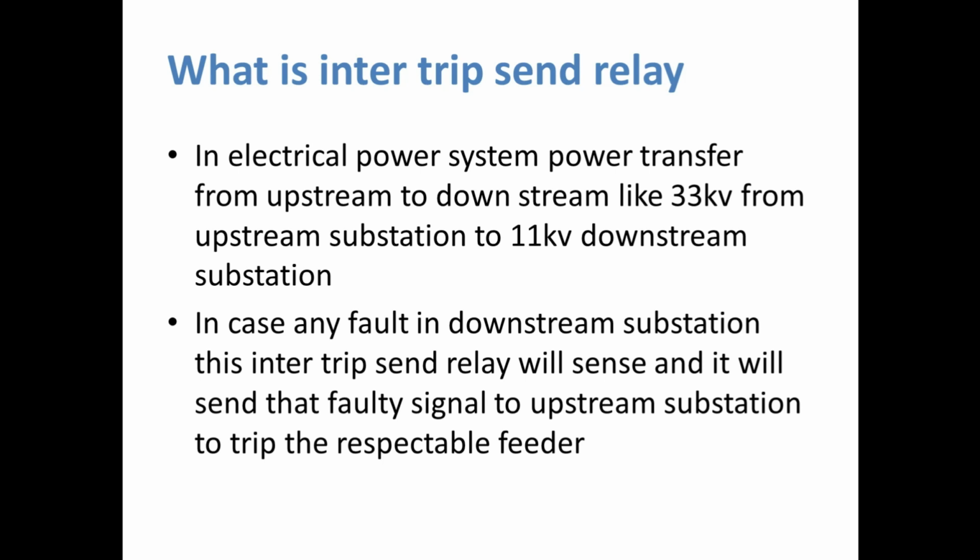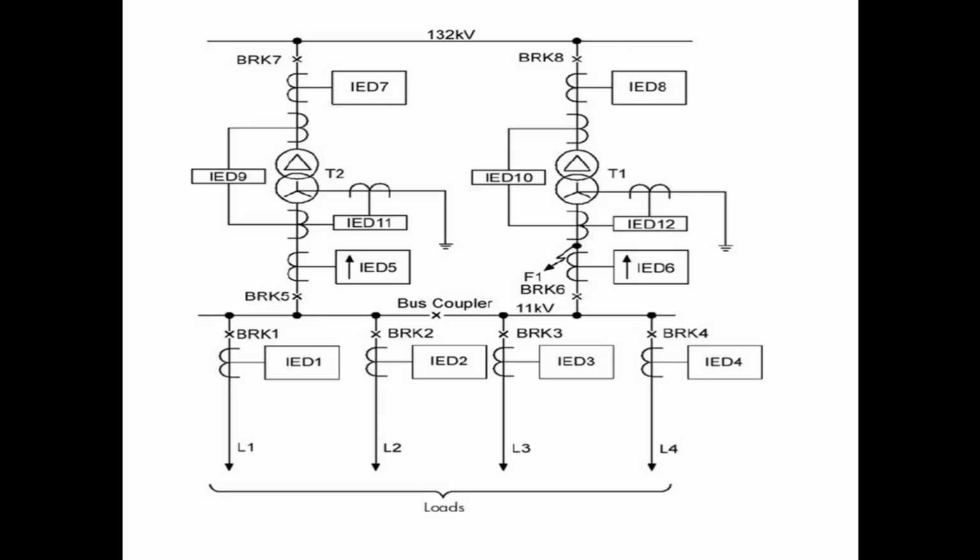Whatever it is, upstream and downstream are based on our requirement. Suppose there is a fault in the downstream substation, for example this 11 kV downstream substation. For example, breaker 5, incomer 1, has a fault. In that condition, this IED numerical relay will sense that fault, maybe a short circuit or earth fault, and immediately trip breaker number 5.